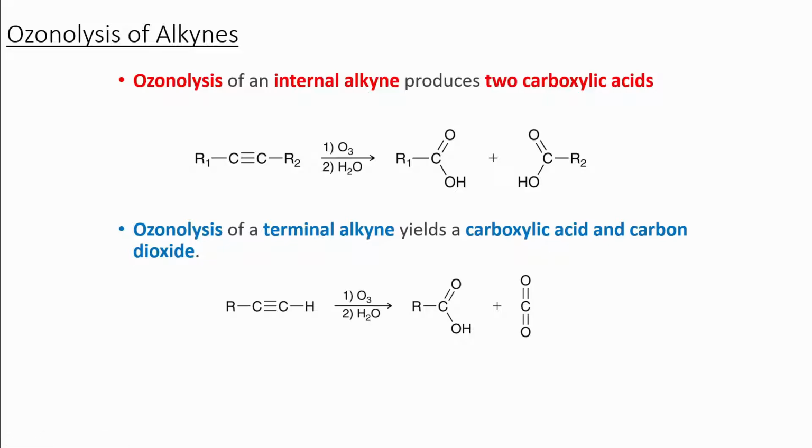Ozonolysis for an alkyne is similar to an alkene. For every carbon-carbon bond that's found in the starting material, we will obtain a carbon-oxygen bond in the product. This means that for an alkyne, we will obtain a carboxylic acid. In the case of a terminal alkyne, we will obtain a carboxylic acid and carbon dioxide as our other product.